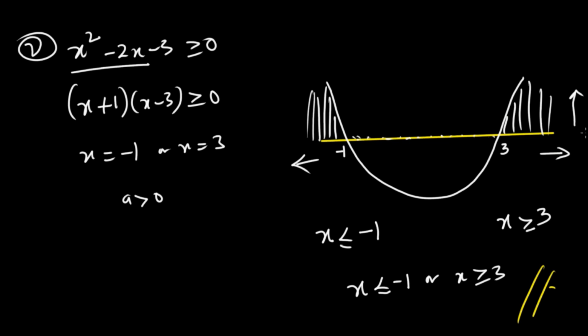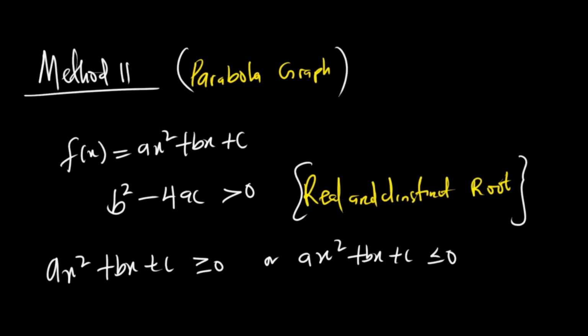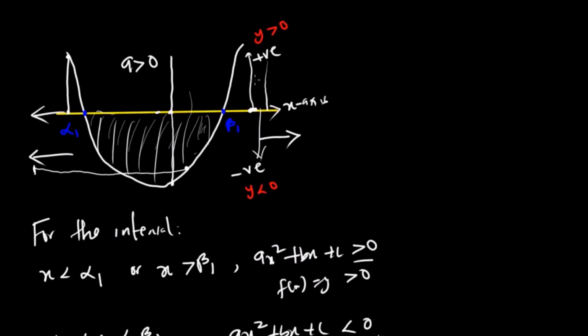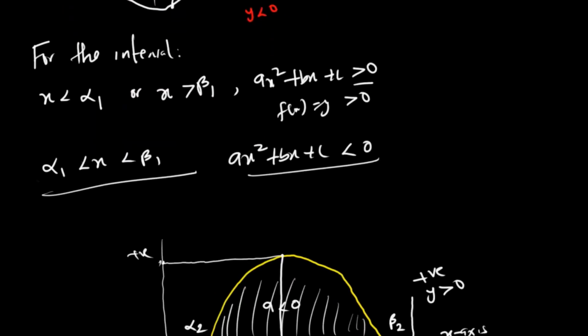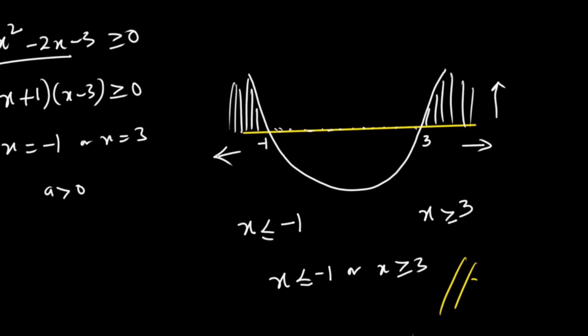So this also corresponds to what we had while analyzing this. So let me just scroll down. Yes. So we know that from the analysis, for us to have greater than or equal to 0, we must have x less than alpha 1 or x greater than beta 1. So the same case was applied in the example.